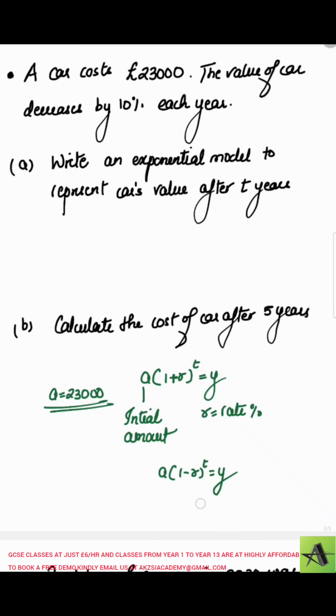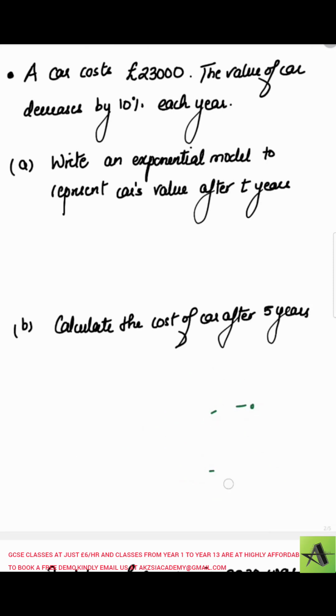These two formulas we will be using: a times (1 plus r) to the power of t when it's exponentially increasing, and a times (1 minus r) to the power of t when it's exponentially decreasing, where a is the initial cost or initial value, r is the rate percent, and t is the time. Keeping that in mind, let me do this question.